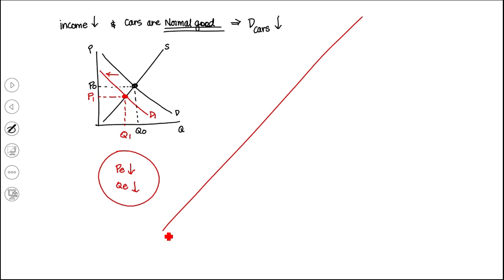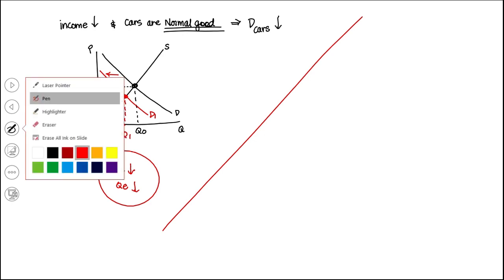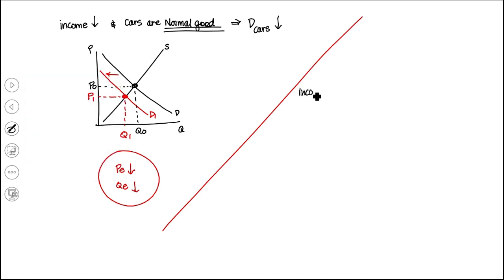Now, the next question says, based on what you determined in 5, how will this impact the market for used cars? Used cars. This is a little misstated, so let's just focus on the income change, not the price of cars. So income has gone down, right? And used cars are what kind of good? Used cars are an inferior good.